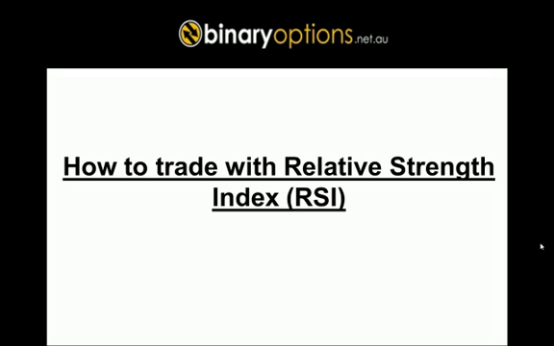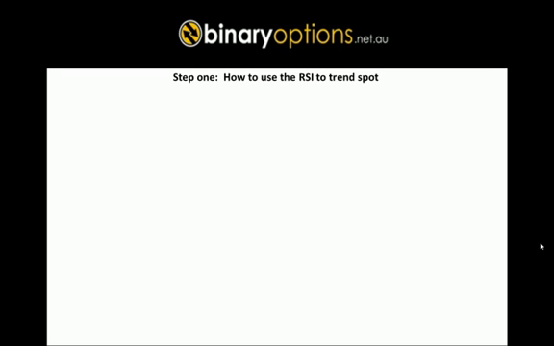Today we're going to teach you how to trade with the Relative Strength Index, or RSI. First of all, you need to understand that the RSI is a momentum oscillator that measures the speed and change of price movements. And the first thing you will do with it is to trend spot.